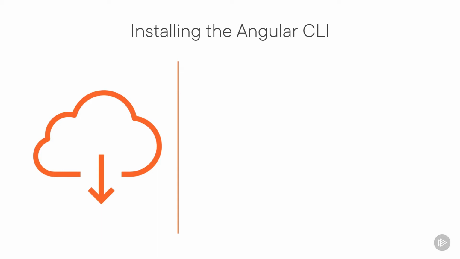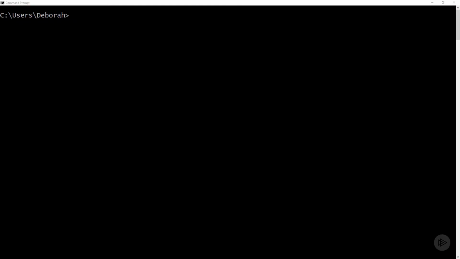We installed the Angular CLI globally earlier in this course. If you have not yet installed the CLI globally, do it now by opening a command window and typing npm install -g for global @angular/cli. Once you have it installed, we'll use it throughout this module. Let's jump into a demo. I've already installed the CLI.